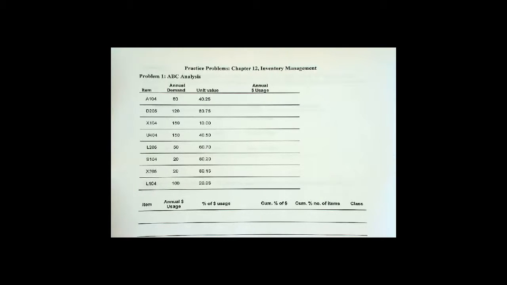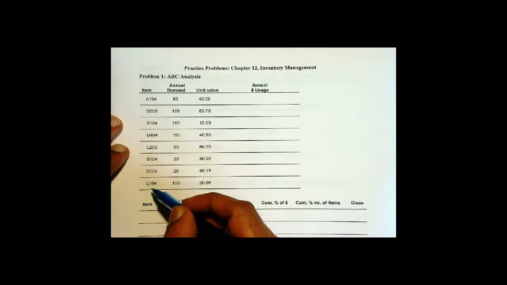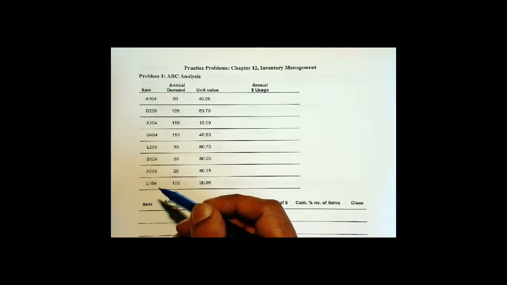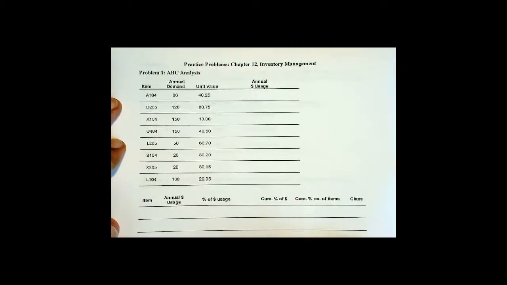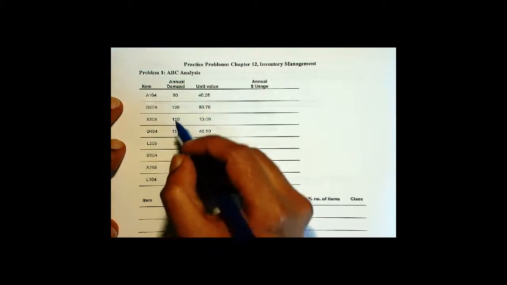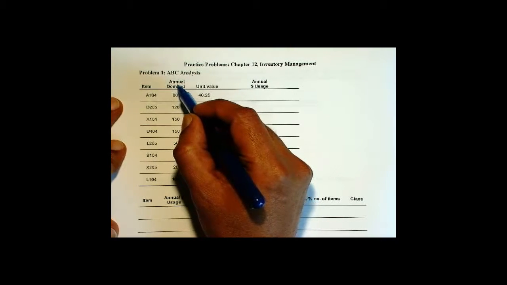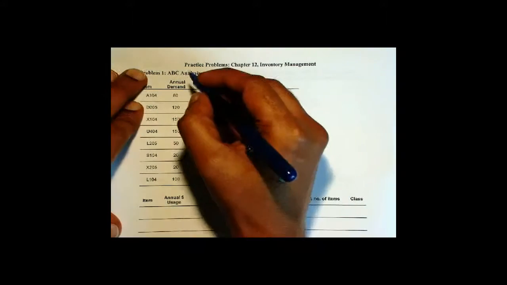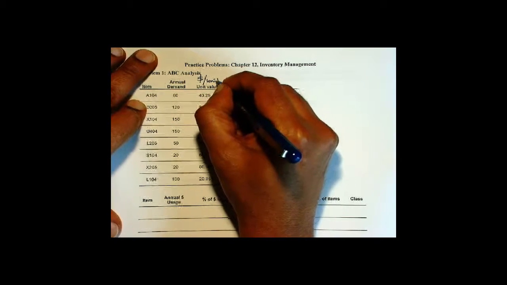Now let's work this ABC analysis problem. We are given these 8 items, and typically a company will have thousands of items, if not tens of thousands. But here is a class problem which is only 8 items, and we have the annual consumption, our annual demand for each item, and the unit value. The unit value is the cost per unit, so dollars per unit. So that's given.